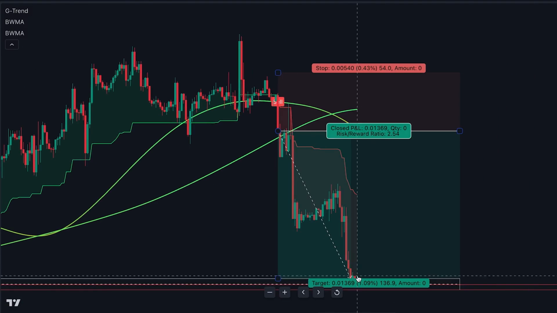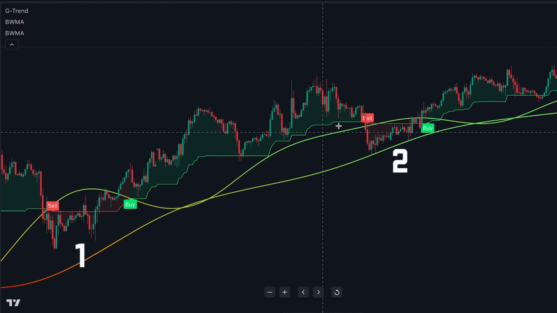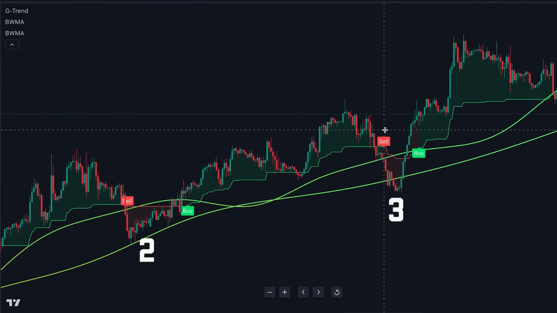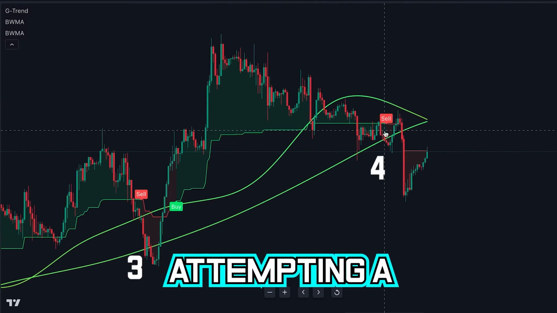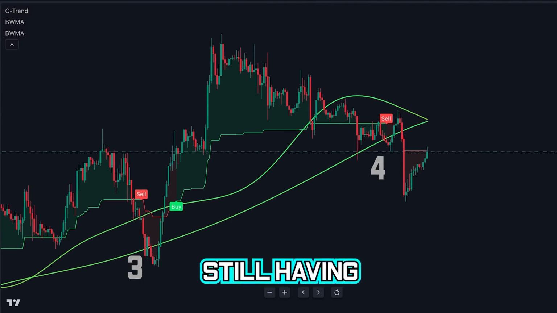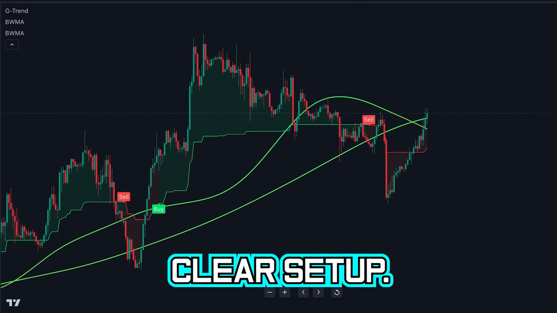It is also worth mentioning that there will be situations such as this where you're seeking a trade and there are several entries. For each setup I would recommend only attempting a maximum of 3. If you are still having issues after 3, you might want to wait for a more clear setup.